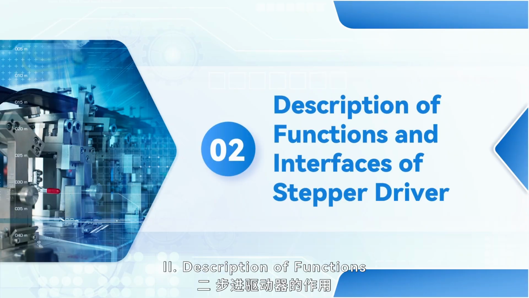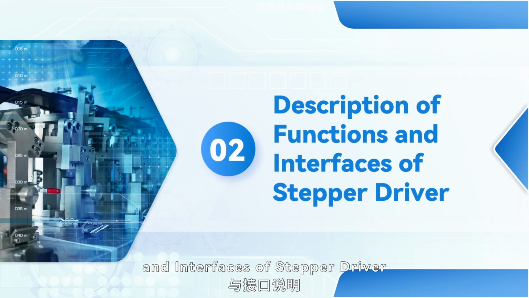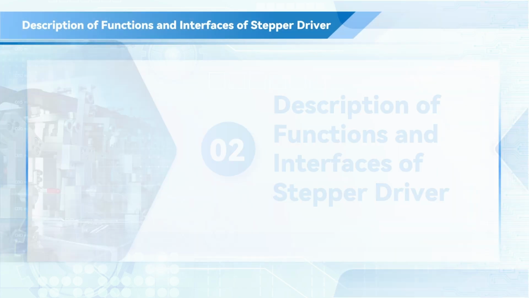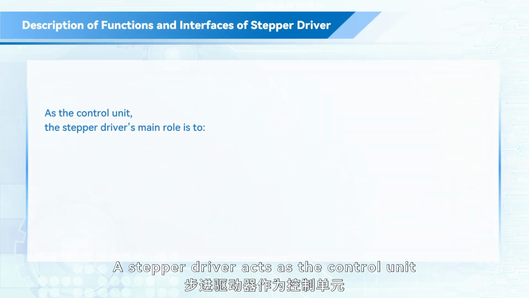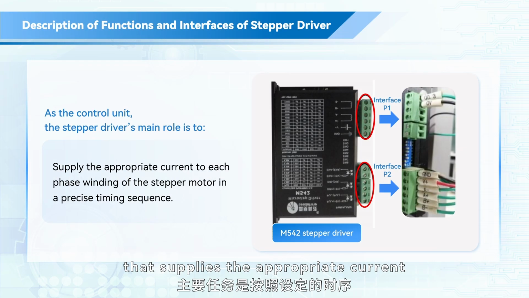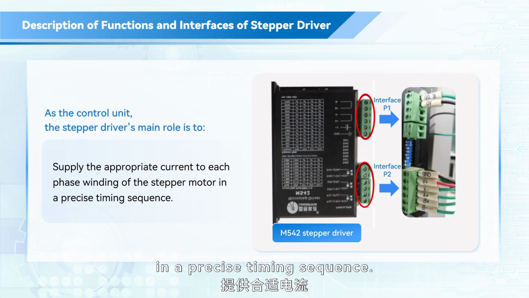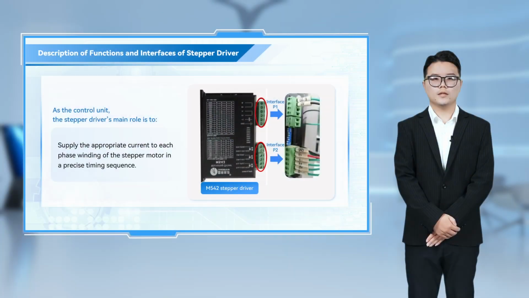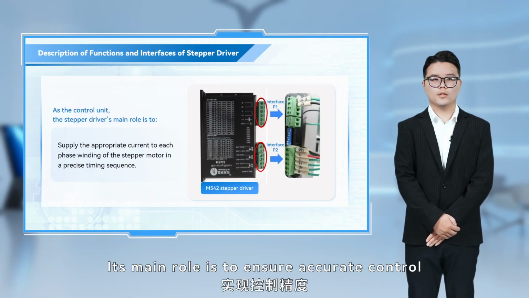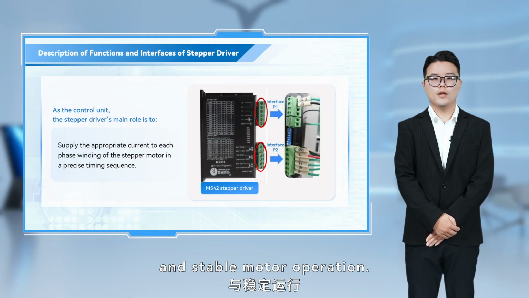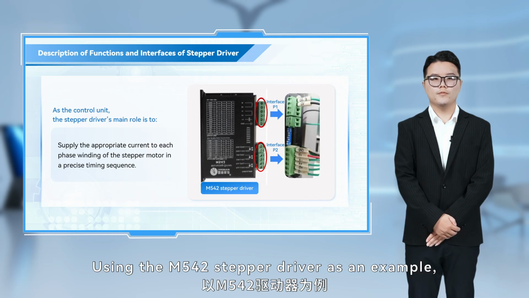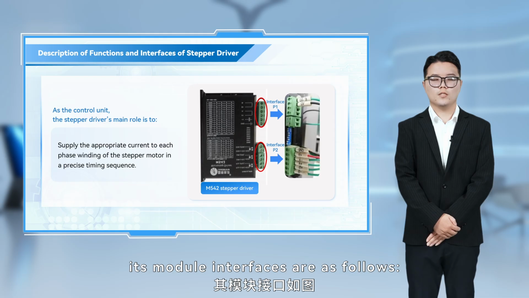Number 2. Description of functions and interfaces of stepper driver. A stepper driver acts as the control unit that supplies the appropriate current to each phase winding of the stepper motor in a precise timing sequence. Its main role is to ensure accurate control and stable motor operation. Using the M542 stepper driver as an example, its module interfaces are as follows.